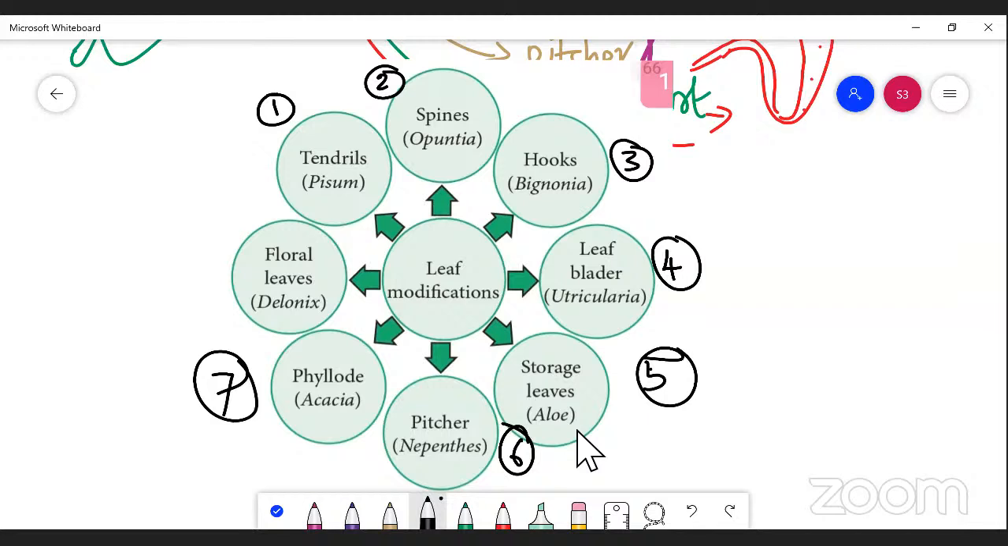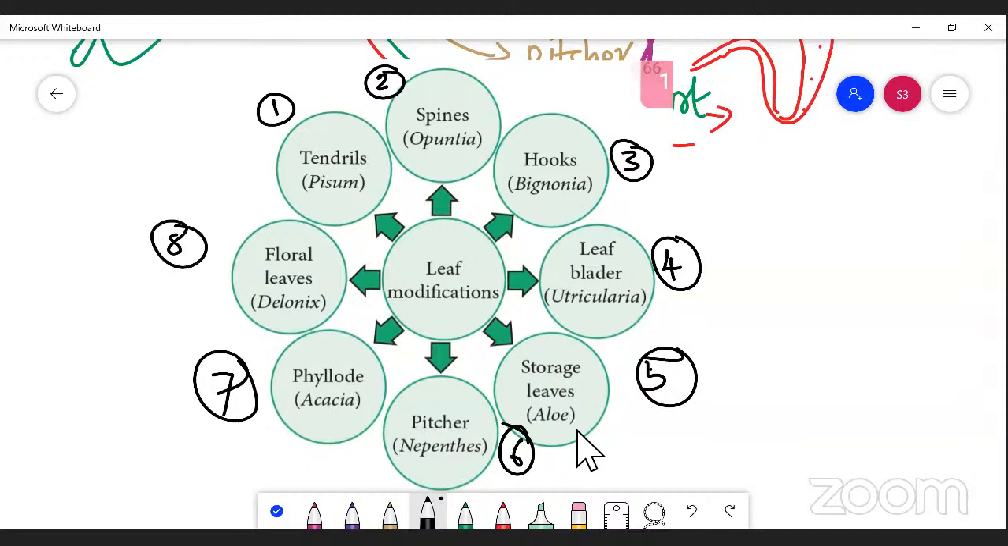Sometimes the leaves are modified into protective agents. In case of, I think, floral leaves like sepals, petals, calyx, corolla, androecium, gynoecium. So sepals, petals, androecium, and gynoecium, these parts of the flower are also protected by leaf-like structures that are called floral leaves. So that is the eighth one, right?